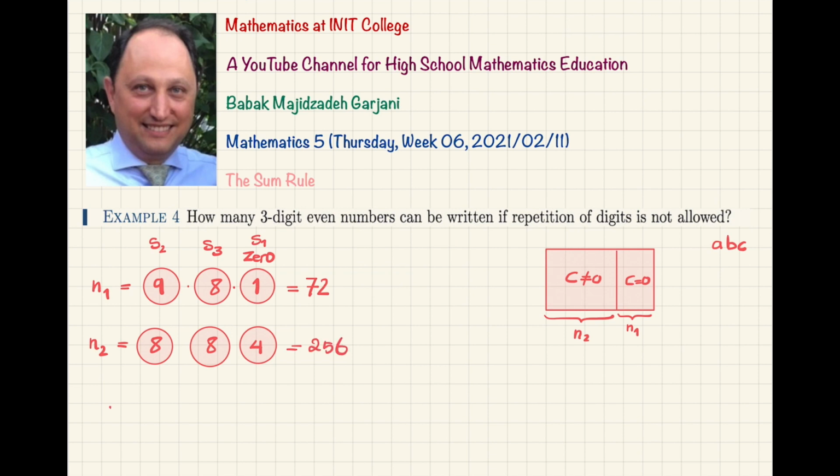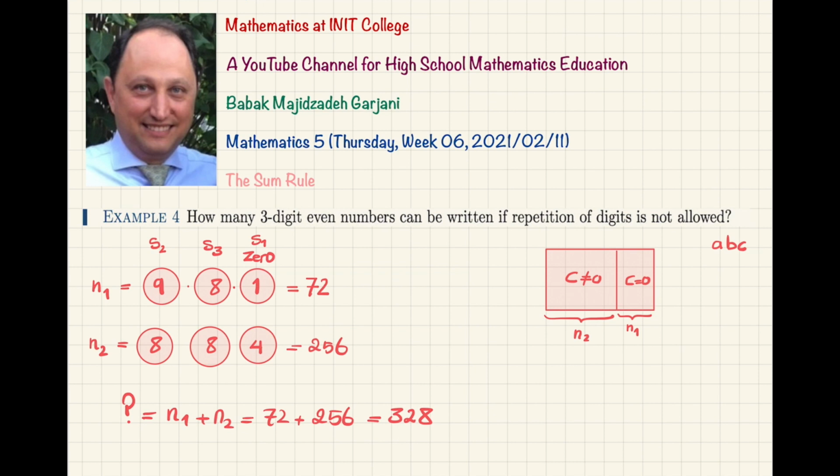And finally, what I get, a question mark, is the sum of these two. N1 plus N2, which is 72 plus 256. And this becomes, as you said, 328. Is that understandable for everyone? This question is exactly at the level of the book. It's at the right level exactly. So you should be able to count this.